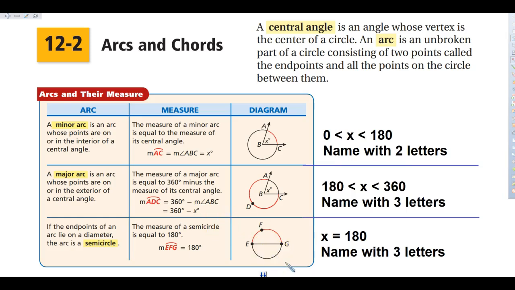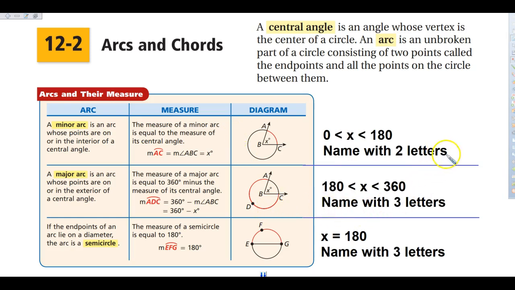But know that, again, it is three letters, and we're using the endpoints and then any one point in between those. And again, just like an angle, how you can name an angle like ABC or CBA, the arc can be arc EFG or GFE. All right, so you can switch the order up a little bit.